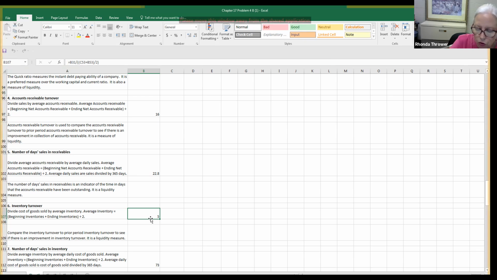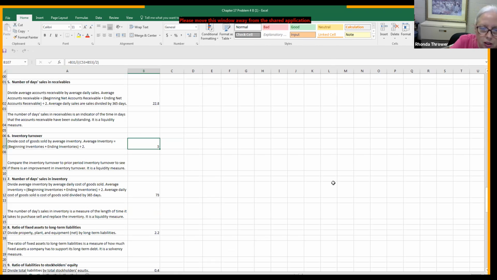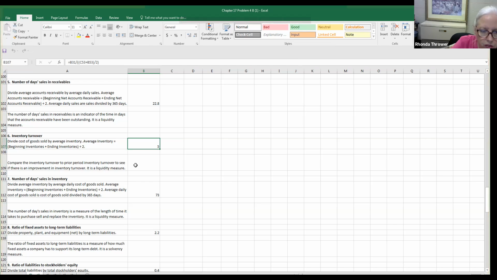So the inventory turnover is a part of inventory analysis, and inventory analysis is a part of analyzing your liquidity. Again, we're still trying to determine how fast we can pay back our short-term debt. The more times our inventory turns over, the better it's going to be for the company. You want to look for an improvement in inventory turnover. That's a good thing for the company.